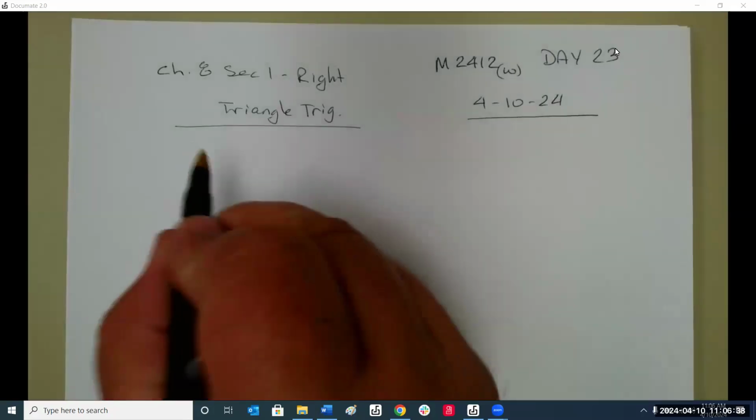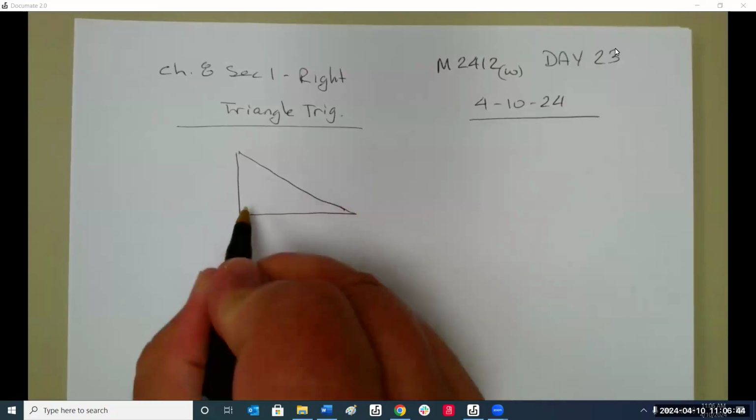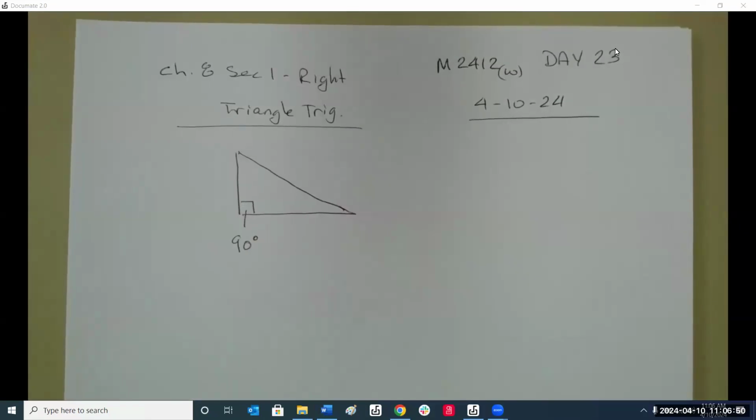What do you think it means by right triangle trigonometry? What does a right triangle mean? What does it look like? Yep, 90 degrees. A right triangle, by definition, is one that has 90 degrees as one of the corners.